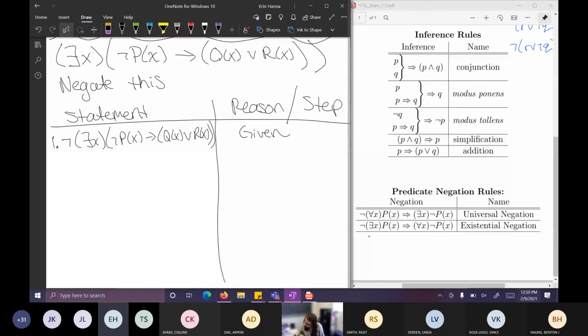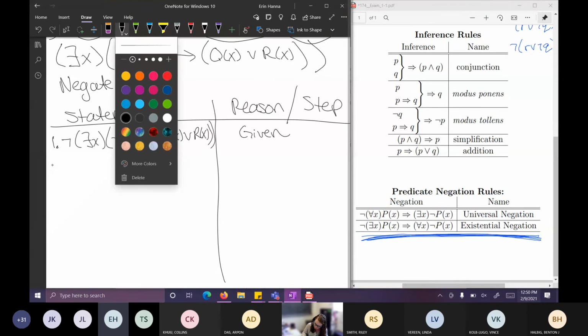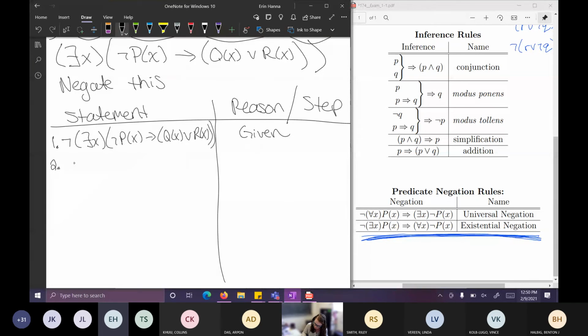So then the first thing we're going to use is our existential negation. The name is always based off of the quantifier you start with. So since we're starting with an existential, we're going to use existential negation. I'm just going to abbreviate NEG because I'm running out of space. Existential negation says to bring the negation inside the quantifier and switch to the other quantifier.